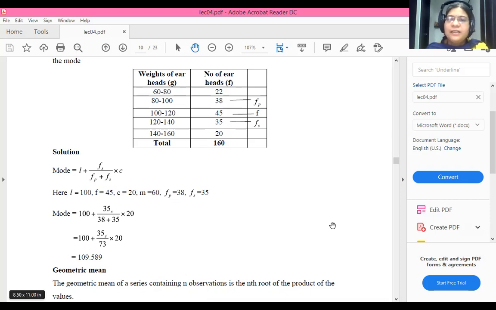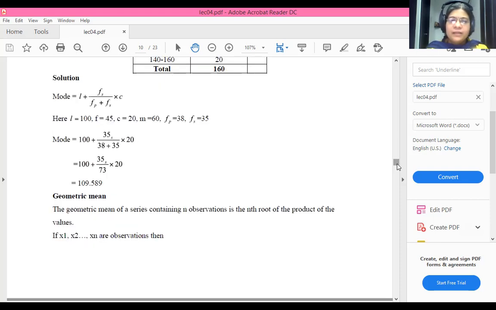You can calculate at your home. You can see the examples from the books. Now this is all about the mode. Now we will check the formula for the geometric mean. As the mode is very easy, you can solve as many examples from the book, and let me know if you have any problems.